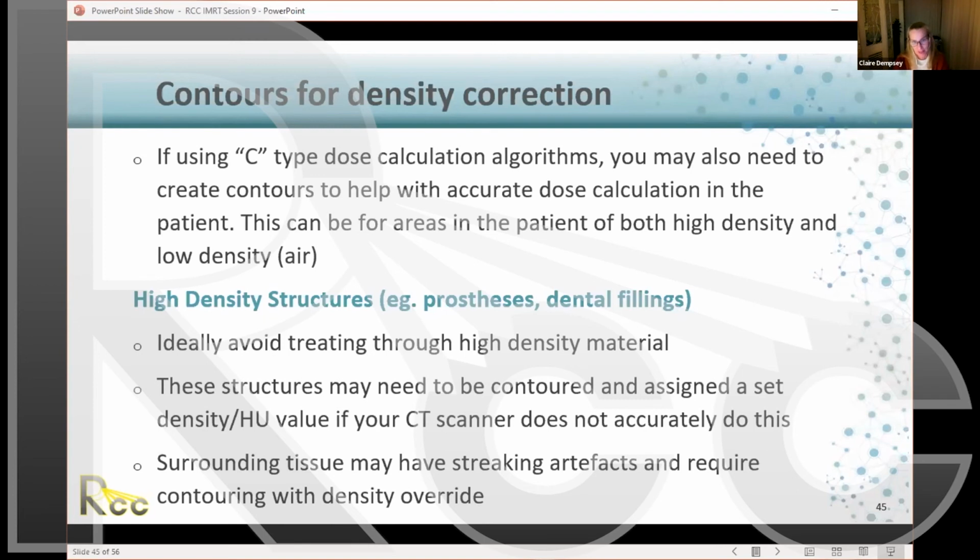But having said that, these structures should be contoured and assigned to a set density, particularly if your CT scanner can't accurately do this. So if the electron density to HU value curve from your CT scanner doesn't go all the way up to those high density materials, you might need to override the value that your CT scanner gives you and put that into your treatment planning system. You might also find that tissues surrounding high density structures will have artifacts in it. And so then you also have to contour those artifacts and override them with a density.